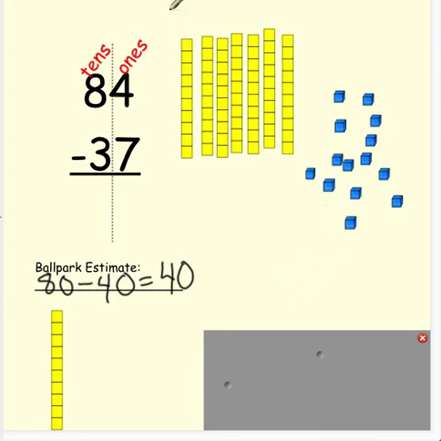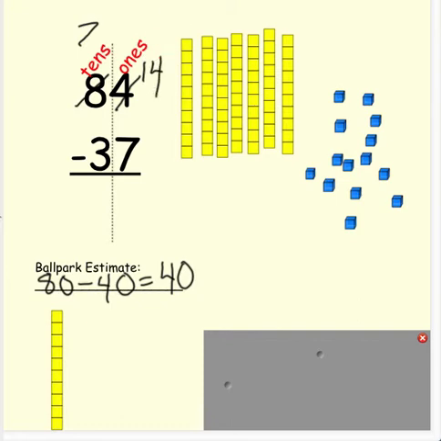Now I need to show what I did. I took away 1 10 instead of 8 tens. Now there's 7. And then that turned into 10 cubes, which I'm adding to the 4 that were already here. So that gives me 14.